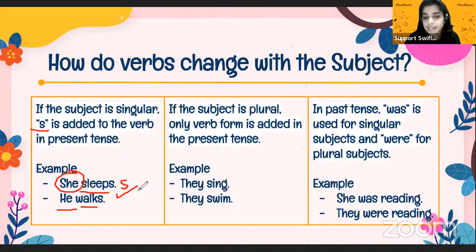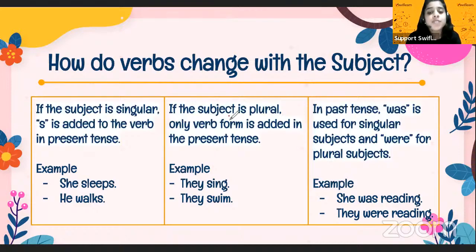Are you understanding? If you are understanding, type yes in the comment box. Manya, Gianna, Dipali, Shreya. Yes. Is it clear? When your subject is singular, the verb will have s. All right, moving forward now.